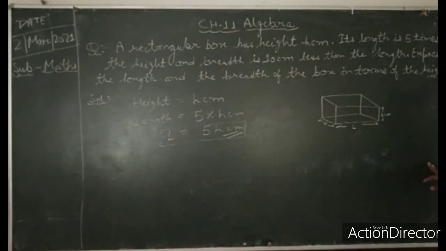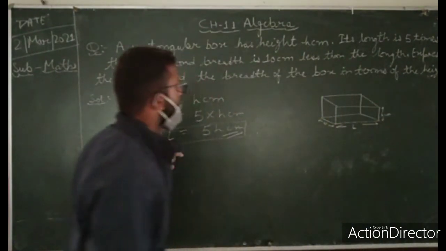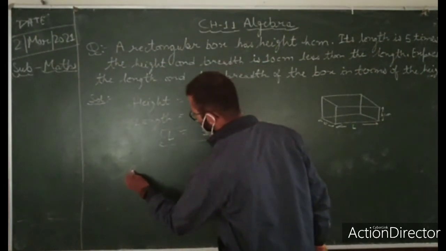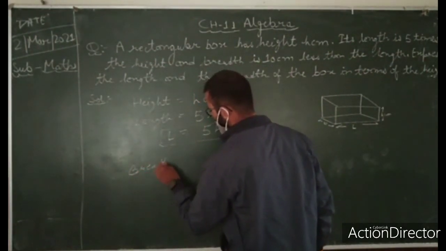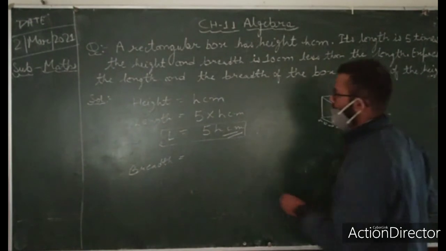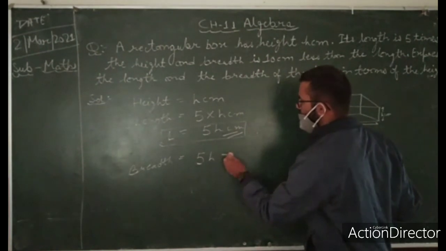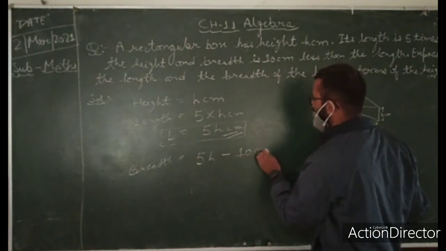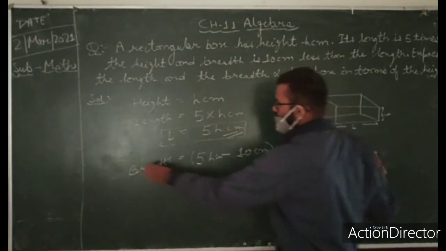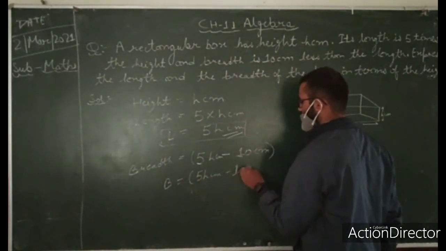Now the breadth is 10 centimeter less than the length. So what is the breadth of this rectangular box? It is 5h centimeter minus 10 centimeters, so 5h minus 10 centimeters.